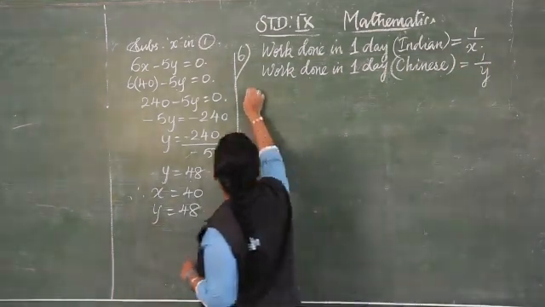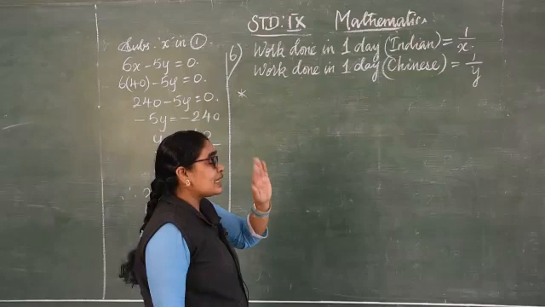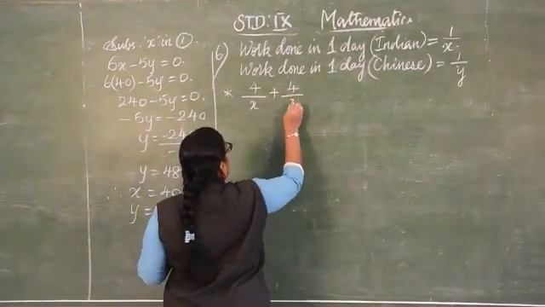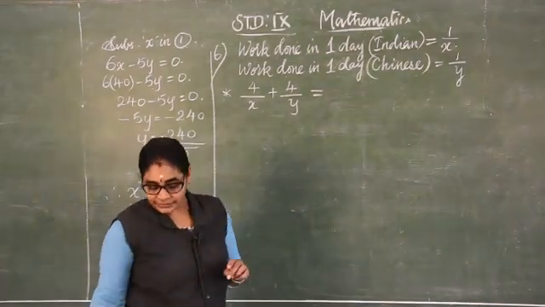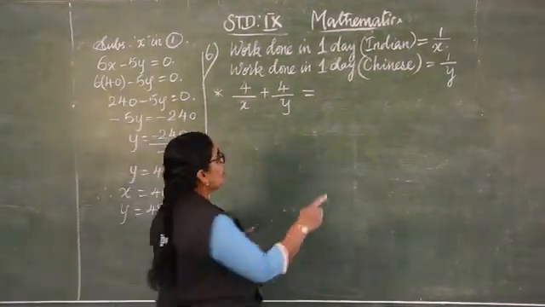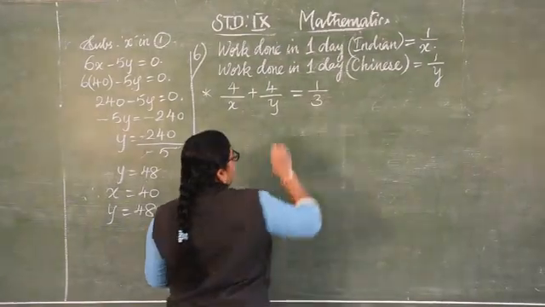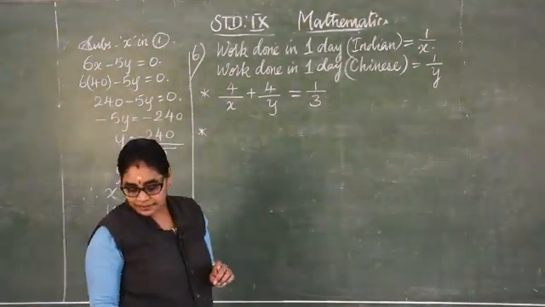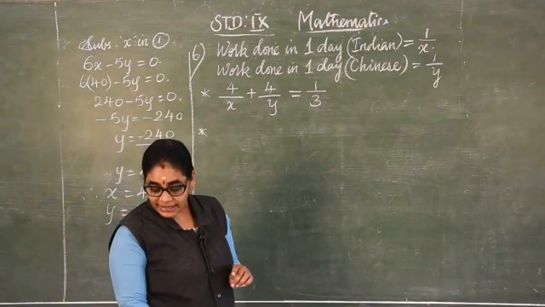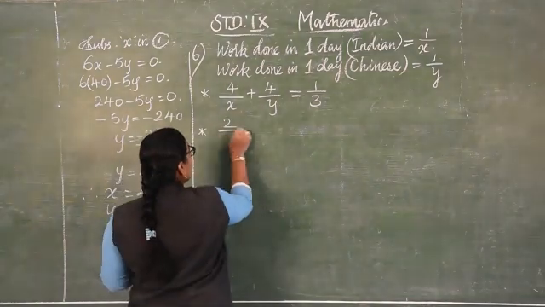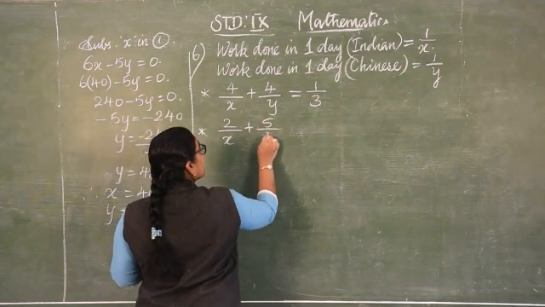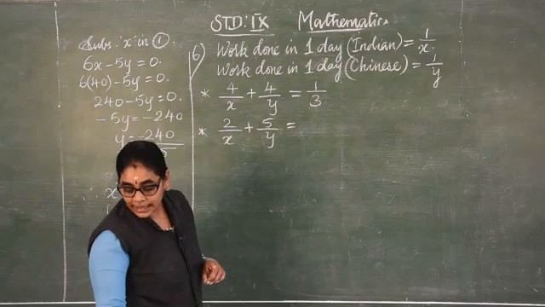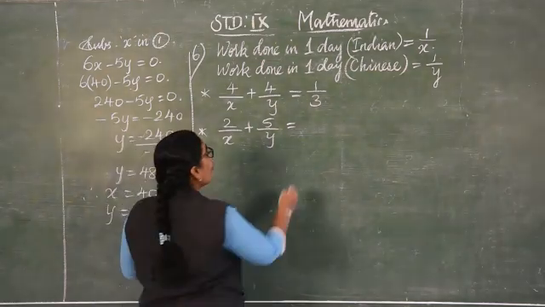So what is your first condition? 4 Indians and 4 Chinese can do a piece of work in 3 days. So in only 1 day, this is your first equation. And what is your second equation? While 2 Indians and 5 Chinese can do the piece of work in 4 days.